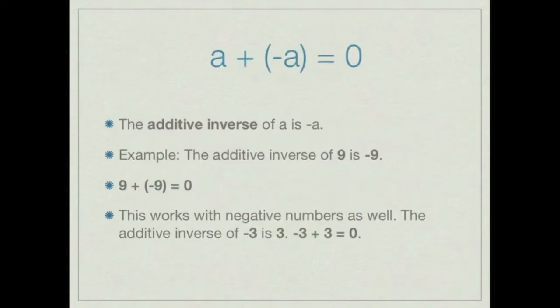This equation here is called the additive inverse property of a. A plus negative a is 0, and this means that if you add a number and its additive inverse, in this case negative a, it would equal 0. So as an example, the additive inverse of 9 is negative 9 because it's the opposite, and if we plug that into the equation, 9 plus negative 9 does equal 0. And this works with negative numbers too.